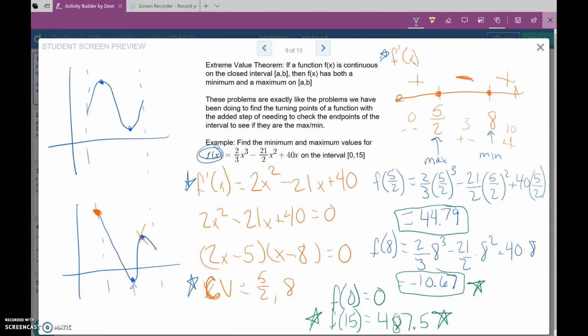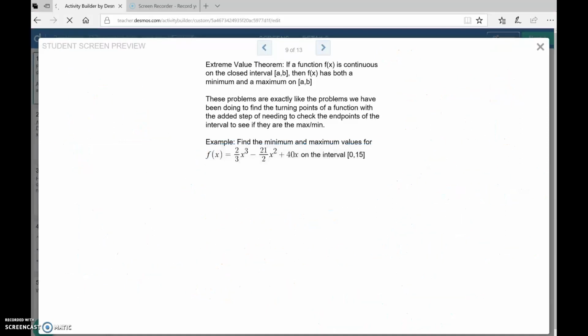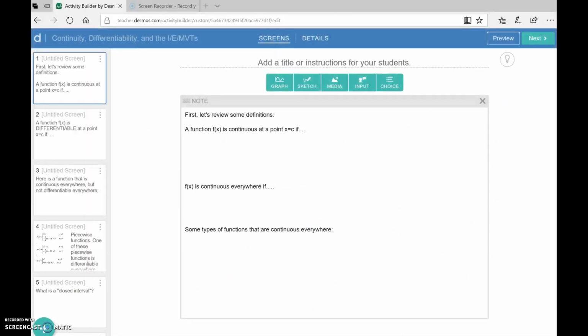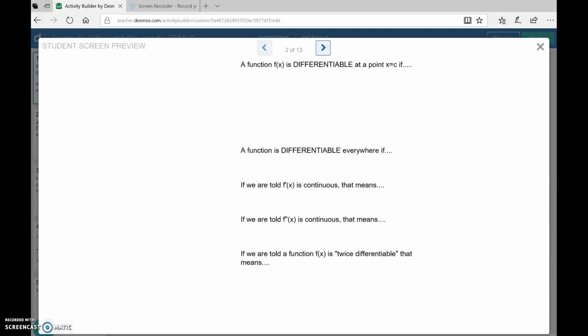So same as usual in terms of finding turning points. It just has that extra step at the end where you need to compare your min and max to the values of the endpoints. Okay, and that's about it for the extreme value theorem. It's not very extreme.